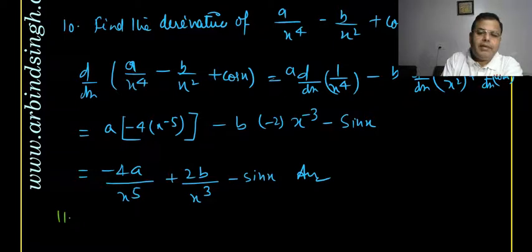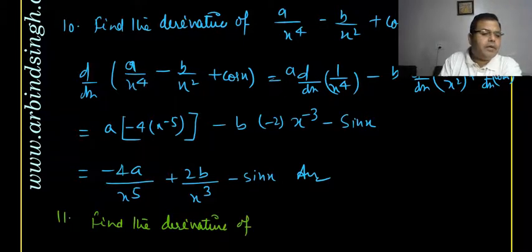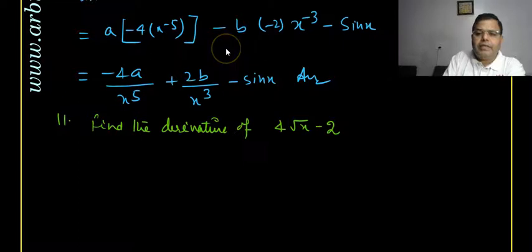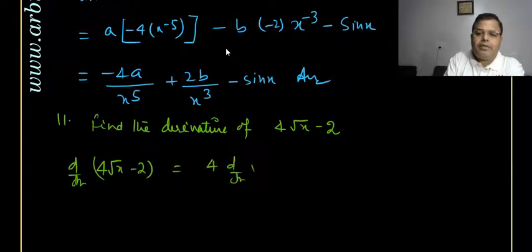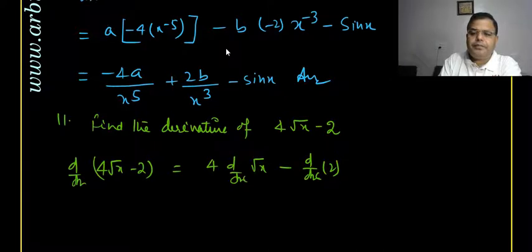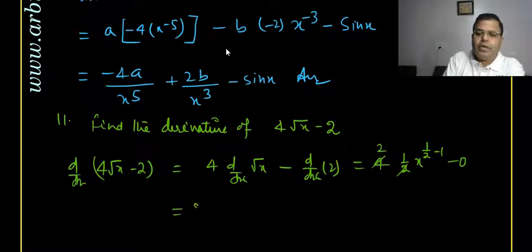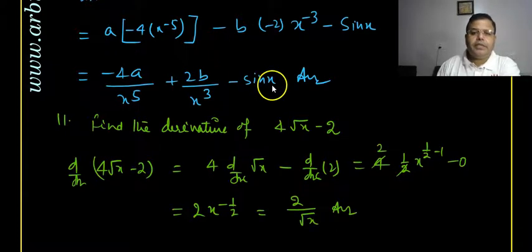This is given: find the derivative of 4 root x minus 2. So that will be d by dx of 4 root x minus 2. This is 4 times d by dx of root x minus d by dx of 2. So this will be 4 into root x, the derivative of root x is 1 by 2 x to the power 1 by 2 minus 1, like that, and the derivative of 2 is 0. So this can cancel 2 times, and this will be 2 times x to the power minus half. So that will be 2 upon root x. That will be the answer. So this is question number 11.